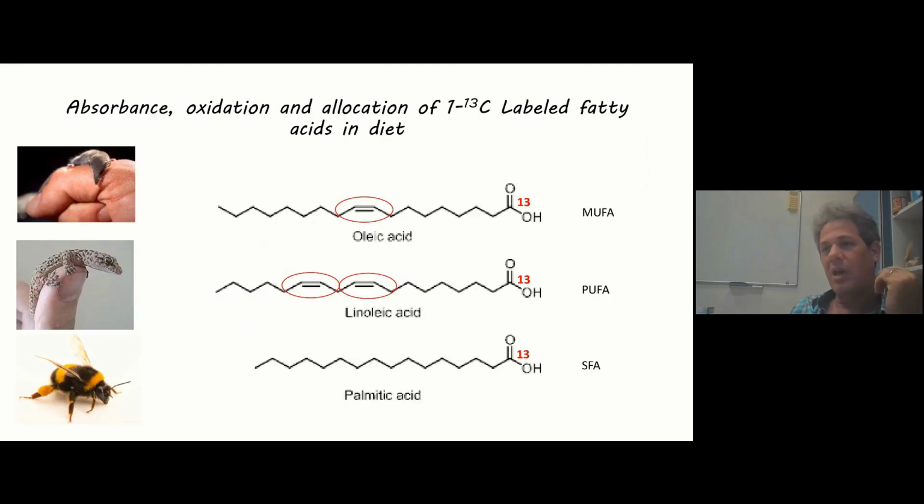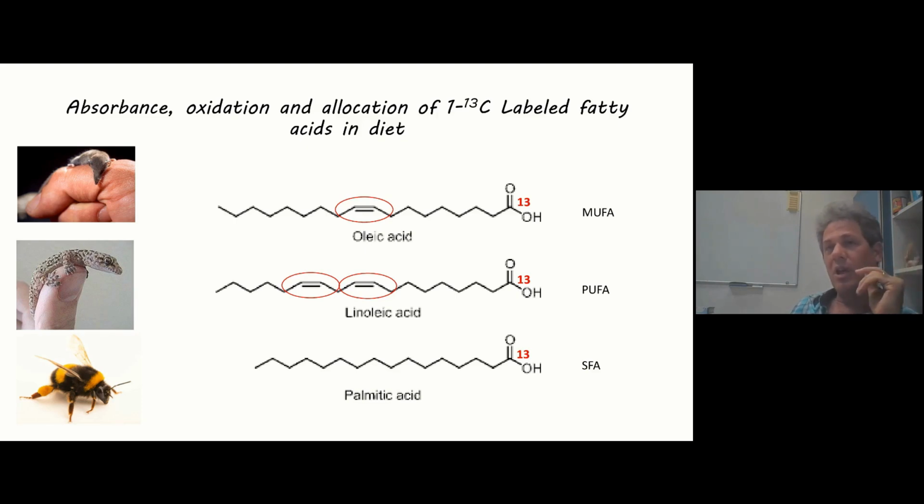And to test the assimilation of this fat, we tested 3 fatty acids: palmitic acid, linoleic acid, and oleic acid. These are the 3 most common fatty acids in our diet and in animal diet. Palmitic acid is saturated, oleic acid is monounsaturated, and linoleic acid is polyunsaturated with 2 double bonds.